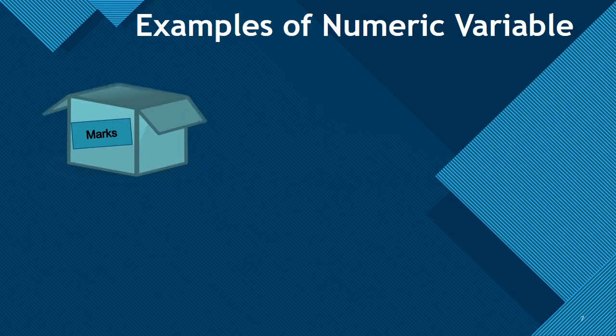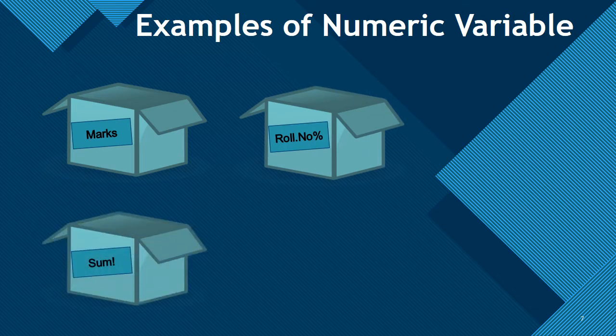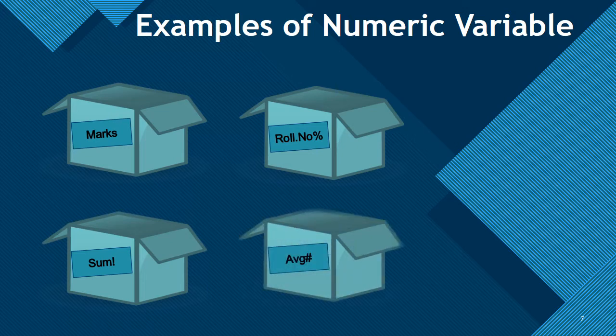Let's see the examples of numeric variables. Marks, a container without any type declaration, so it's a real type numeric variable. Roll number percent sign, integer type variable. Sum exclamation mark, single precision variable. AVG hash, double precision variable. All arithmetic operations, addition, subtraction, multiplication and division can be applied to these numeric variables.